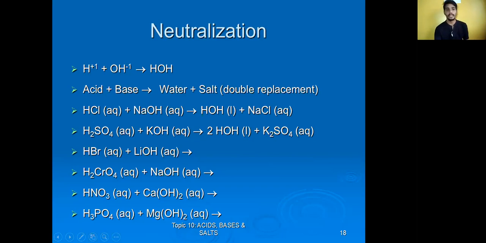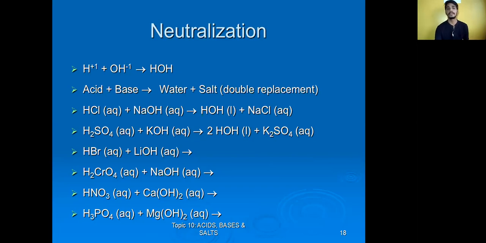So let's take the example of the last one. You have to listen very carefully to which salt is going to form. In the last case, H3O is there and Mg(OH) is there, right? So which salt is going to form?